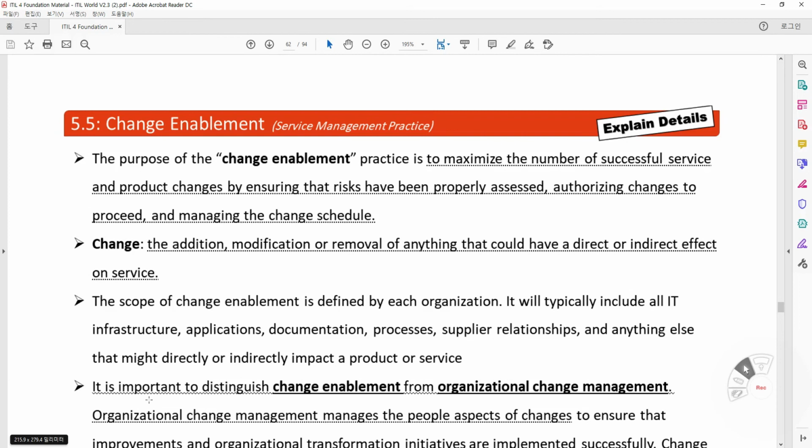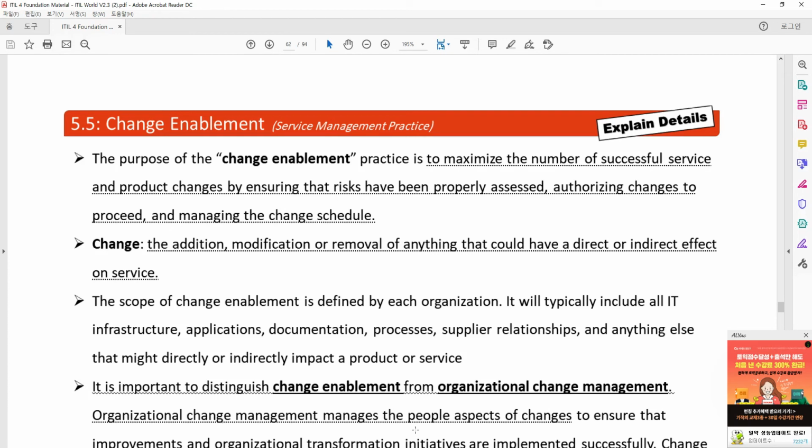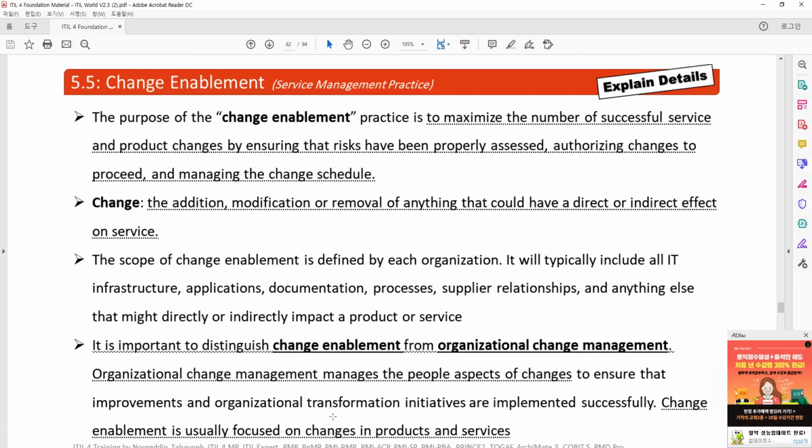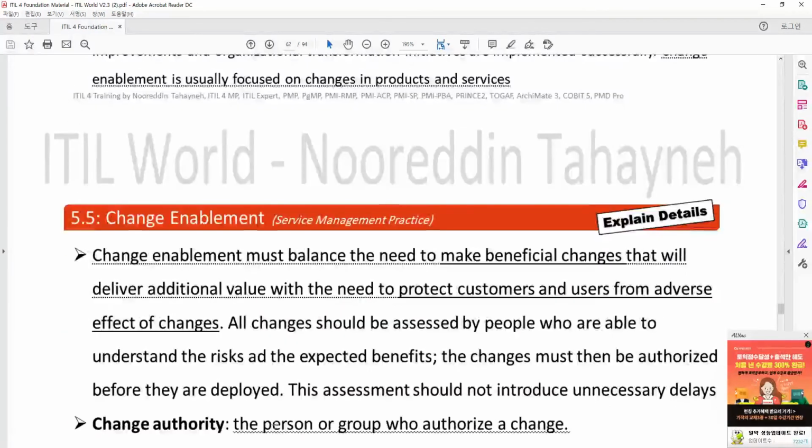It is important to distinguish change enablement from organizational change management. Organizational change management manages the people aspect of changes to ensure that improvement and organizational transformation initiatives are implemented successfully. Change enablement is usually focused on changes in products and services. Change enablement must balance the need to make beneficial changes that will deliver additional value with the need to protect customers and users from adverse effects of weak changes.